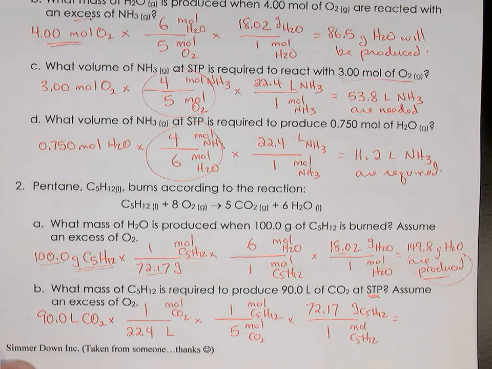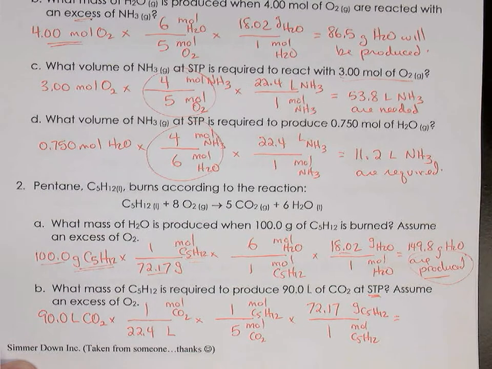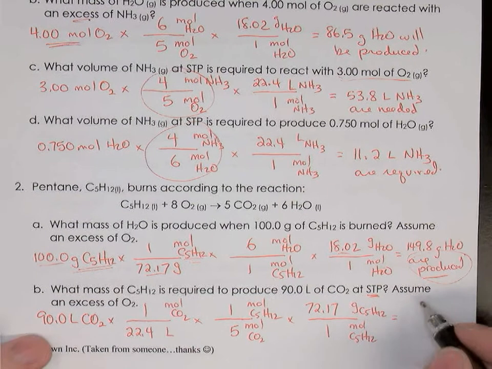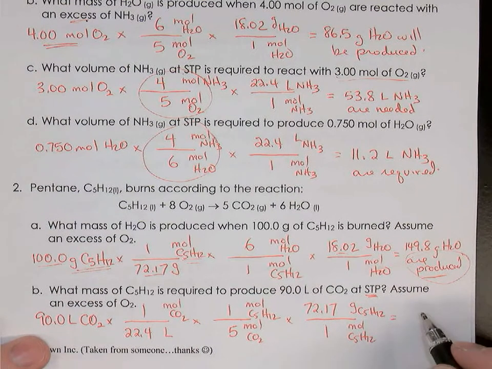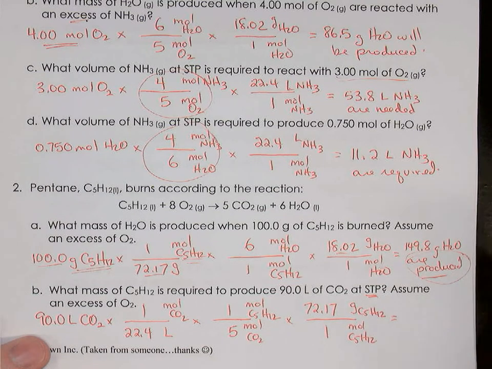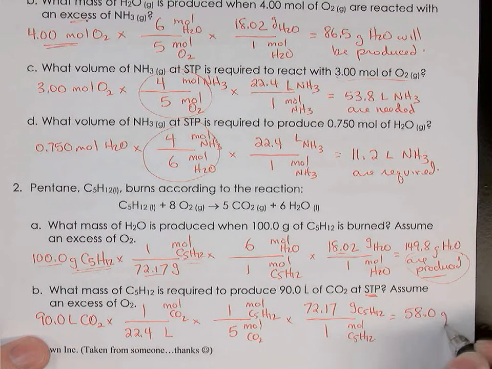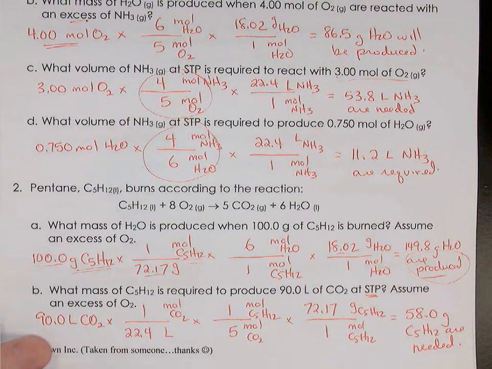Grabbing a calculator, it looks like we want to keep 3 significant digits, so 90 divided by 22.4, divided by 5, and then times 72.17, and I get, with 3 significant digits, my calculator says 57.99375. To keep 3 sig figs, I'll round that off to 58.0 grams of pentane, and those are needed. Okay.